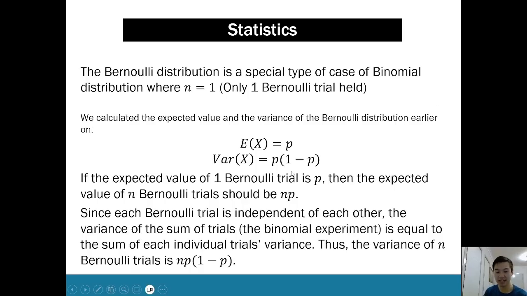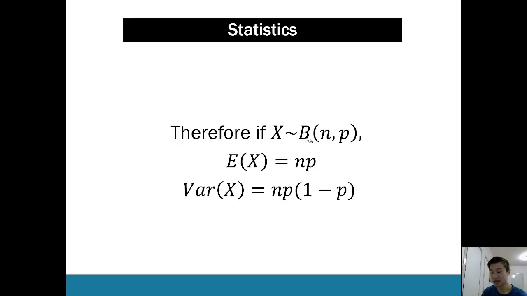So if there's n trials and each Bernoulli trial has an expected value of p, then overall in n Bernoulli trials, our expected value should be np. And since each Bernoulli trial is independent of each other, the variance of the sum of trials, which is the binomial experiment, because that's where we have all those trials together, is going to be equal to the sum of each individual trial's variance. So after n Bernoulli trials, we have np(1 minus p) as our variance for the binomial experiment. In other words, we just put an n in front of each of these terms, and that will give us our expected value and variance of the binomial distribution.